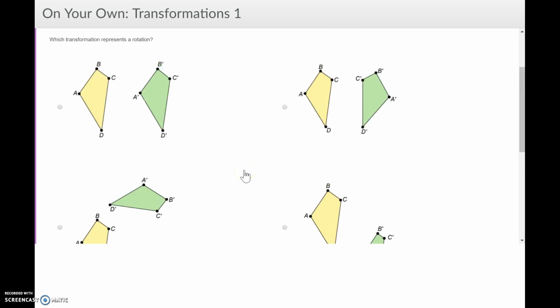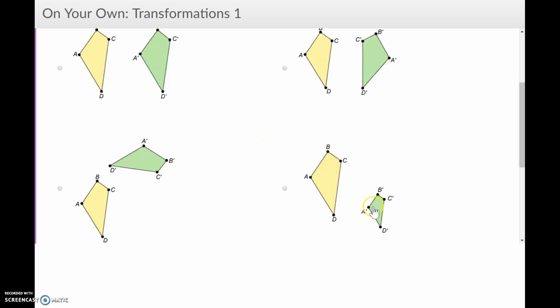All right, which transformation represents a rotation? So once again, we're turning. So this one, all the points stay in the same place, so it just slid or translated over to here. So that can't be it. This one, now the points are facing each other as if in a mirror. So this is a reflection. A's on the left, now A's on the right, reflection. This one, changing size again, has to be a dilation.